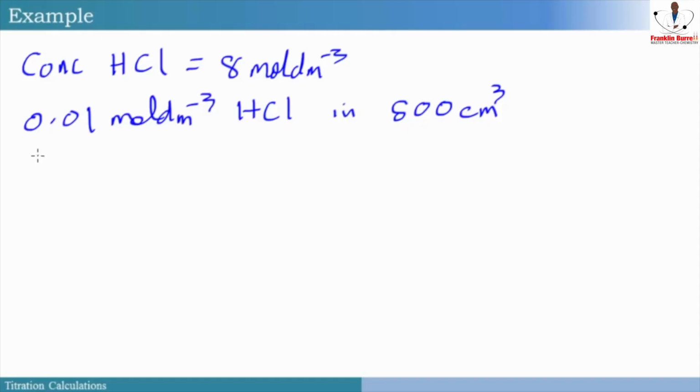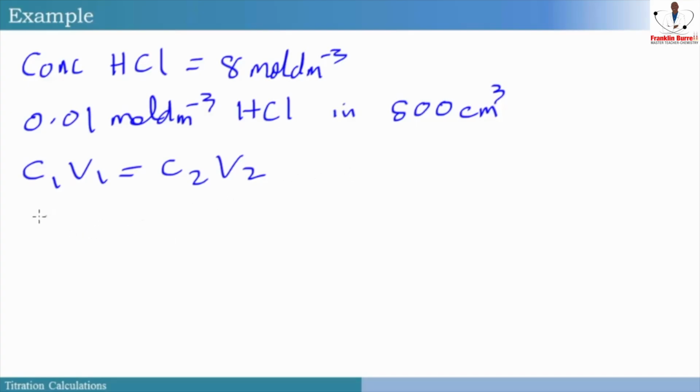So we'll use C1 V1 equals C2 V2, where C1 is your initial concentration, V1 your initial volume, or the volume we will need to measure out from this 8 mole per dm cube solution to put into the 500 cm cube volumetric flask and make up to the mark to get a concentration of 0.01 moles per dm cube.